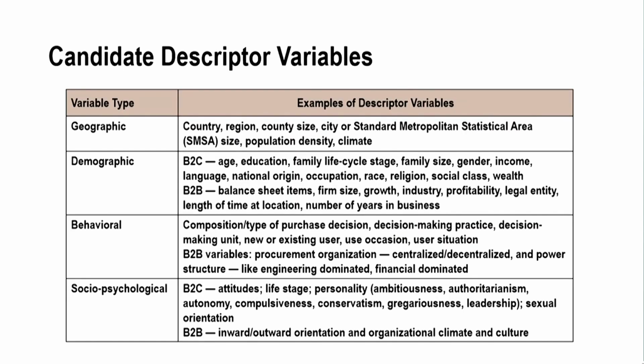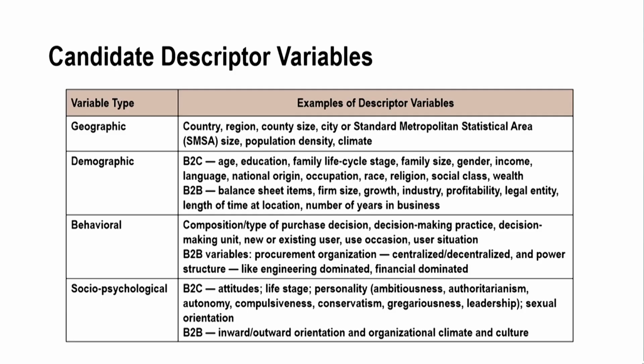Some of the variables, or as we say descriptor variables, that we can use: one could be geographic. This is a variable type that can be used for both B2B as well as B2C. So, country, region, country size, a city or state. These are different based on population, population density, climate and so on. So, geographic variables are one kind of variable.